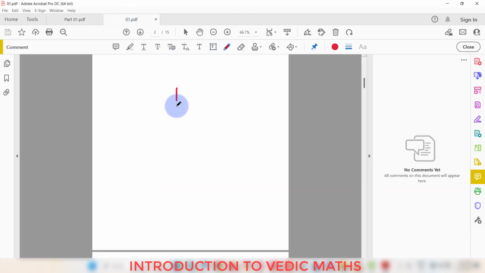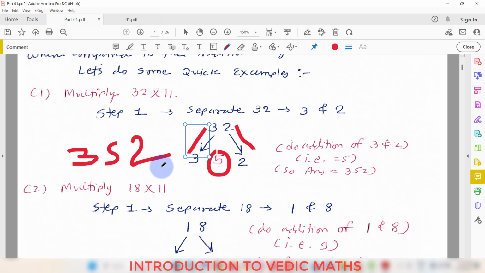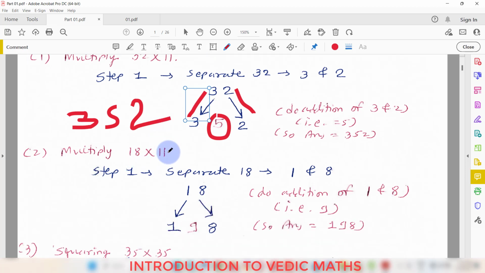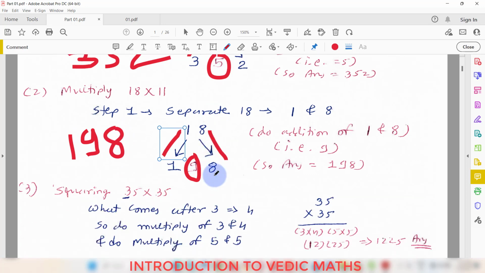Let's say 16 times 11. I will separate 1 and 6, and what is the addition of 1 plus 6? That is 7. So this is my answer: 176. Cool, right? Similarly, let's say 18 times 11. I will separate 18: 1 can be here, 8 can be here. What is the addition of 1 plus 8? That is 9. So my answer will be 198. Right? This is very simple.